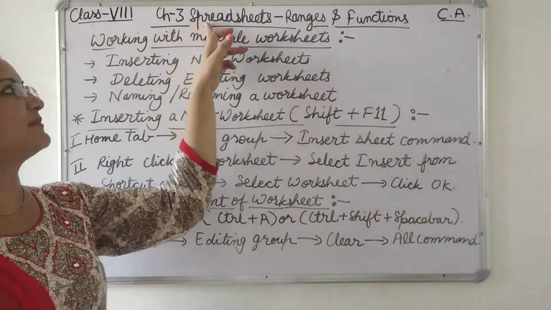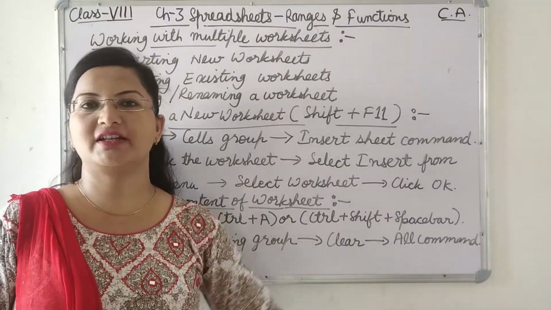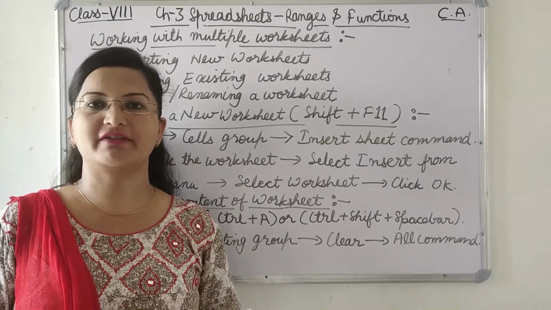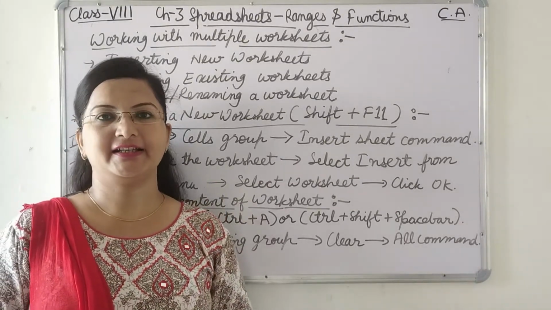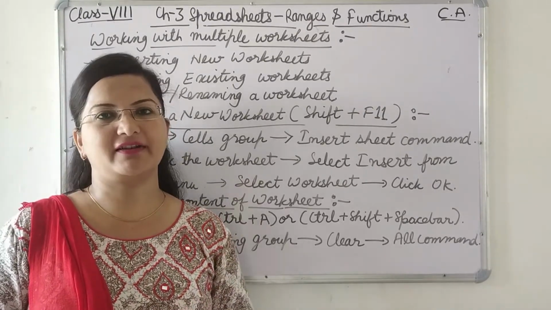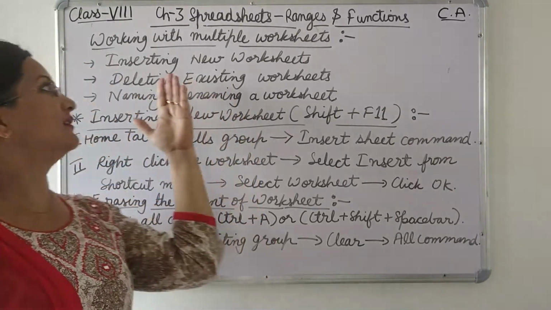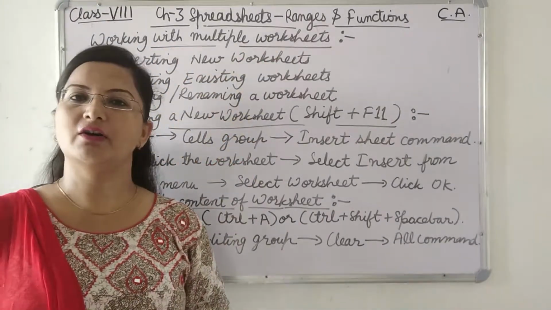We were studying chapter 3, spreadsheets, ranges and functions. We have studied about ranges, then we have studied about referencing. We have studied three types of referencing, that is relative referencing, absolute referencing and mixed referencing. Now today we will learn some concepts related to working with multiple worksheets.